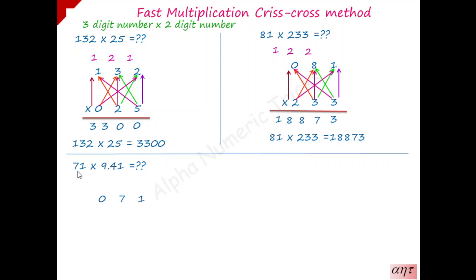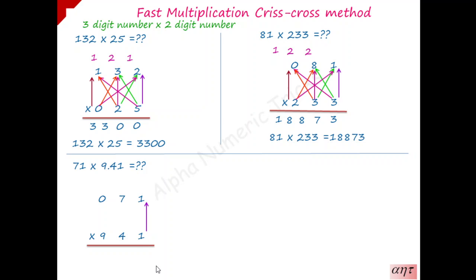71 is a 2-digit number. Include one 0 before this number, so make it a 3-digit number. So 071, and you consider this 9.41 decimal as a whole number by removing the decimal point. 9.41 can be written as 941. For easy multiplication, we write it like that. After multiplying this, in the answer, we consider this decimal point.